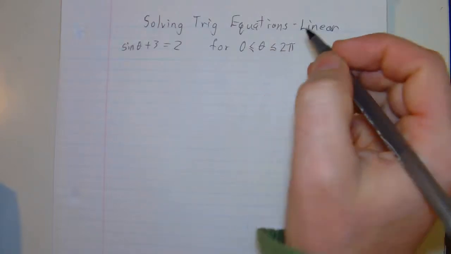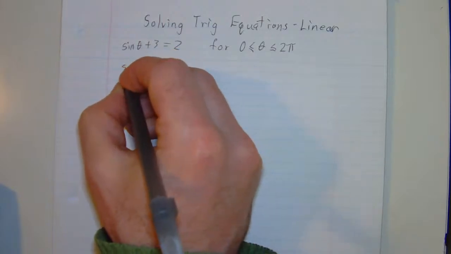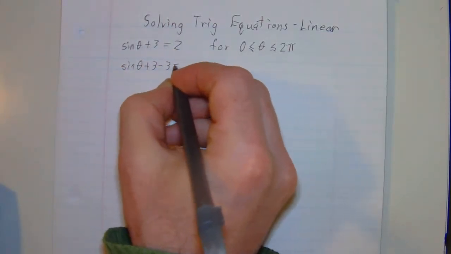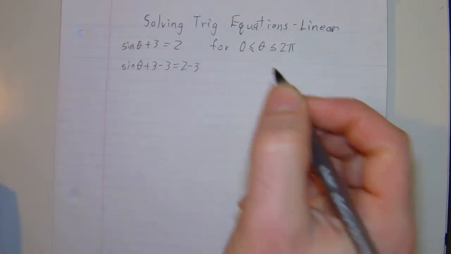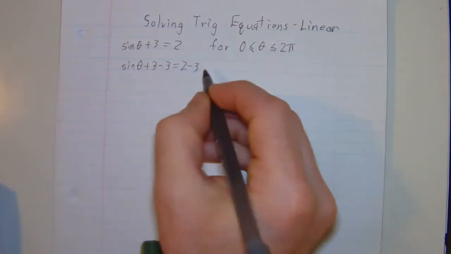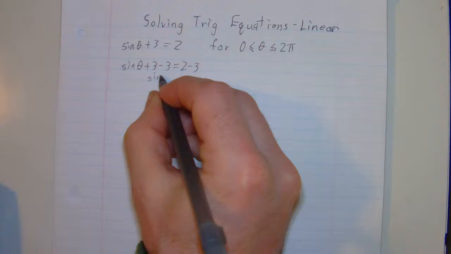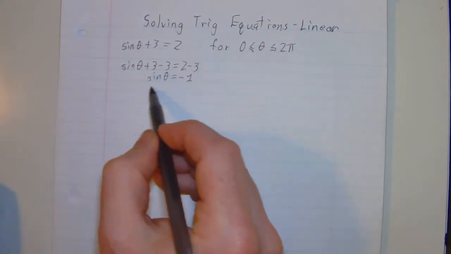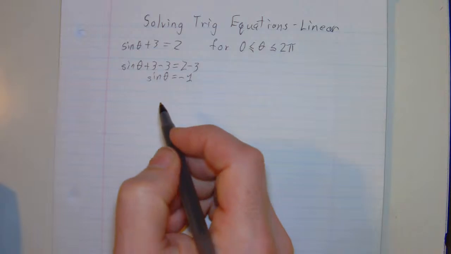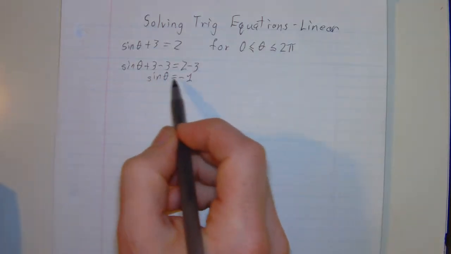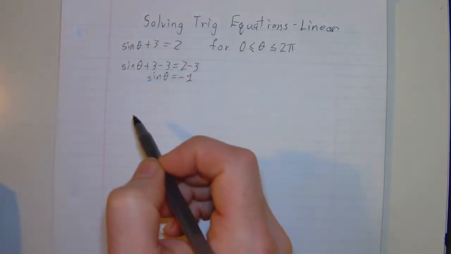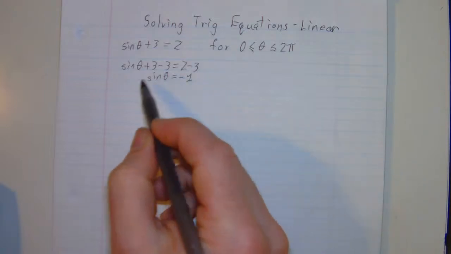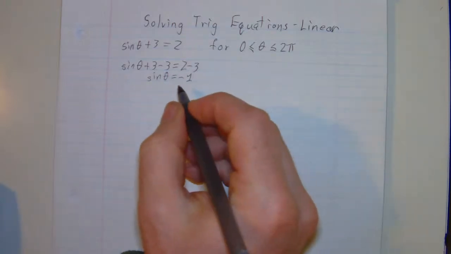Okay, so if we want to solve this, first thing we can do is just some typical linear equation solving. So we subtract 3 from both sides, we end up with sine theta equals -1. So we basically isolated sine theta, and that's typically how we're going to want to work. We're going to want to get the trig ratio isolated and figure out what it's equal to from there. Obviously it gets more complicated than this, but we'll start here.